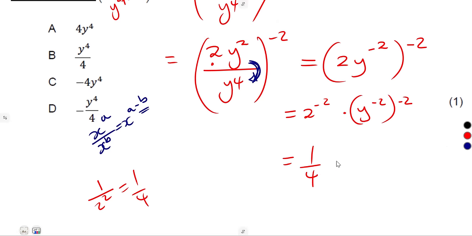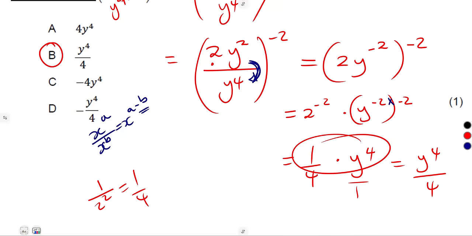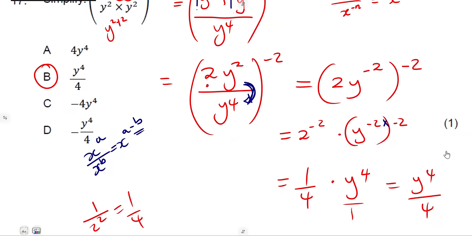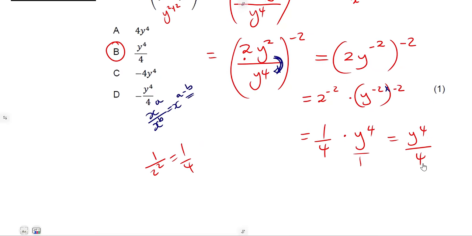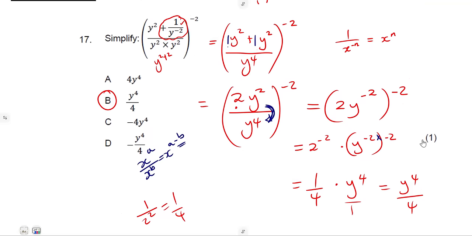So that's 1 over 4 times -2 and -2. These are exponents, so multiply them together. So that's y to the exponent of 4. So 1 over 4 times y to the exponent of 4 is the same, guys, as writing y to the exponent of 4 over 4, because this is numerator to numerator, denominator to denominator. So the best answer there was going to be what? On B, according to these answers.